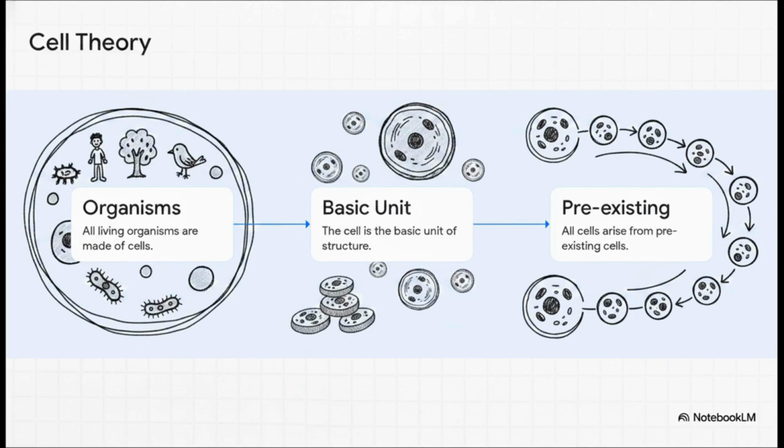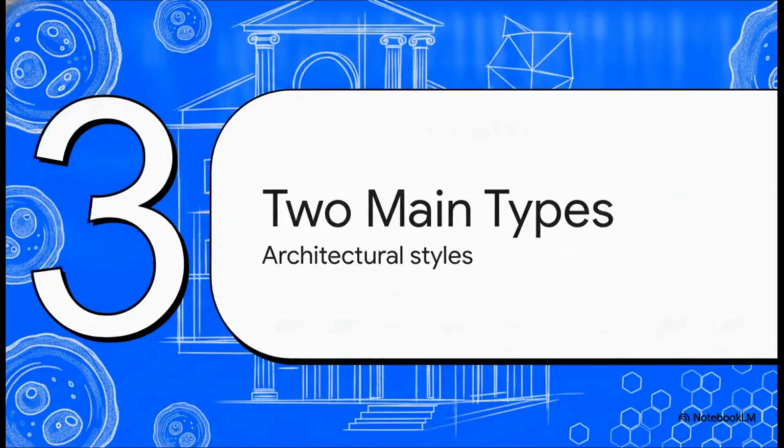Just let that sink in for a second. That means every single cell inside your body represents an unbroken lineage of cellular division stretching back billions of years, literally all the way to the dawn of life on Earth. How crazy is that?